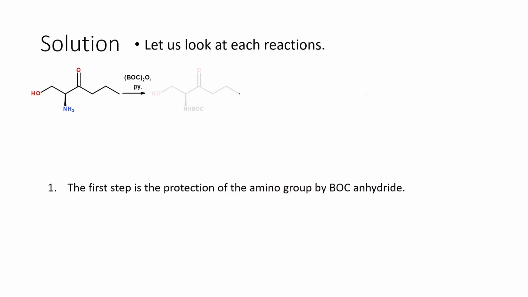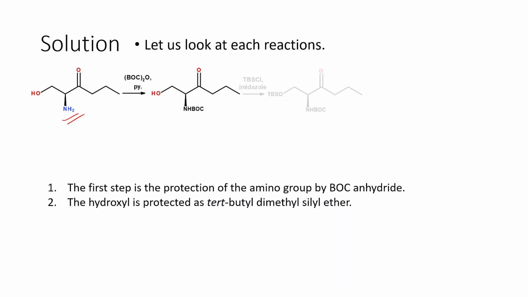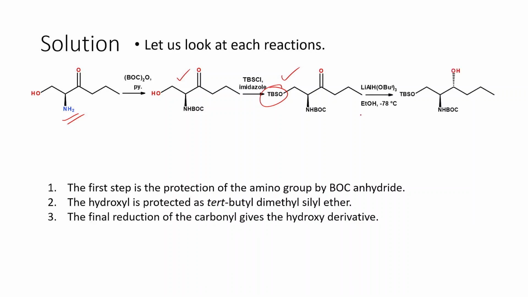If you look at the individual reactions, the first step is the protection of the amino group using Boc anhydride, which leads to N-Boc protection. The second is the reaction with TBSCl that protects the hydroxy unit, as we discussed earlier, so that is also happening. The only thing we have not confirmed is the reduction of the carbonyl group.